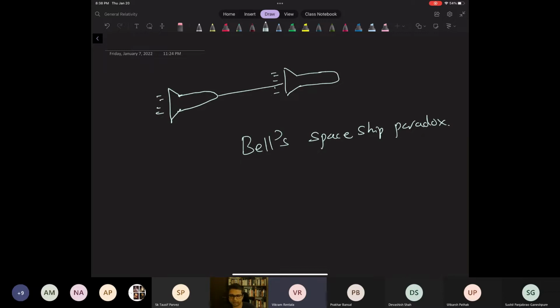Now the idea is that both these spaceships accelerate with the same acceleration a, and this string is of length L. Let me see if I can phrase the paradox correctly. As they accelerate, they will pick up a velocity v. Then one argument would be that this length would appear to be length contracted, that is, the length would be shorter as measured in this inertial frame S that we're observing these rockets in.